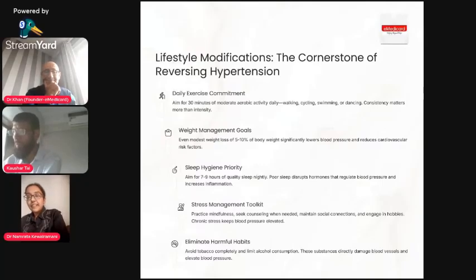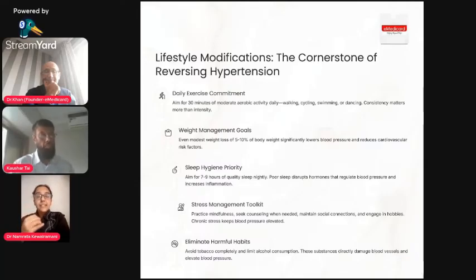And then lifestyle modification. Lifestyle modification is the cornerstone of reversing hypertension. See, when these are termed lifestyle disorders, the only thing that can reverse and manage these conditions is lifestyle. So when you treat your lifestyle, you treat the disease. Everything you do from dawn to dusk, you have to change to natural living.